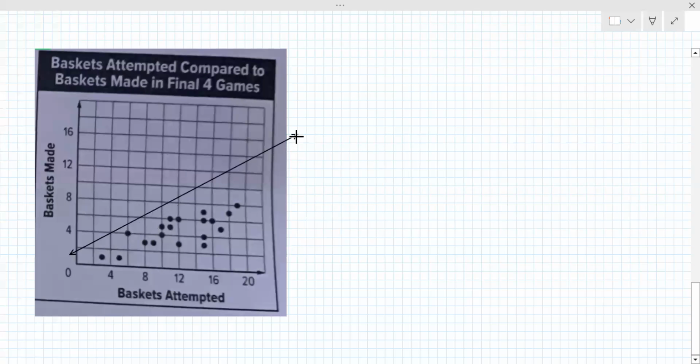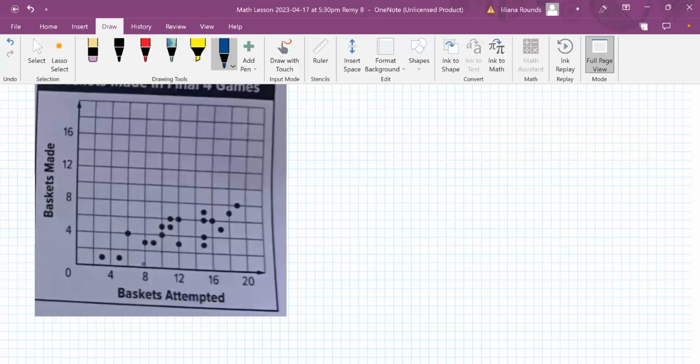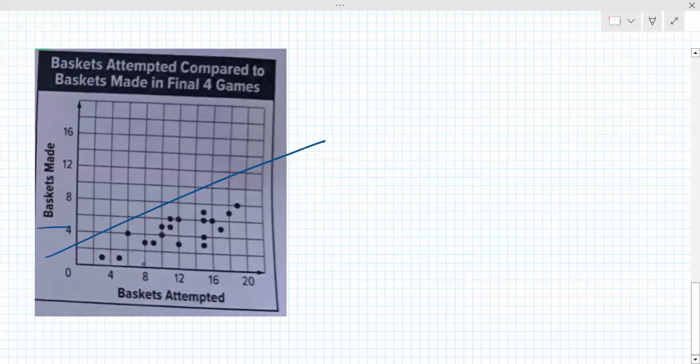All right, so here's a line. Let me draw another. The idea is that this line needs to go halfway through the data points. Actually, I don't like that. Let me do it differently here. Here's a line, and here's a line, and here's a line. There are lots of lines you could draw, but you want to find a line that goes through the data points such that about half are above and half are below. And you kind of have to eyeball it.